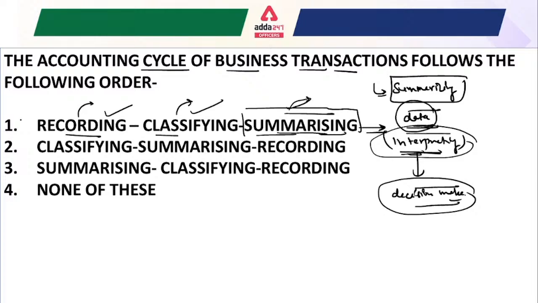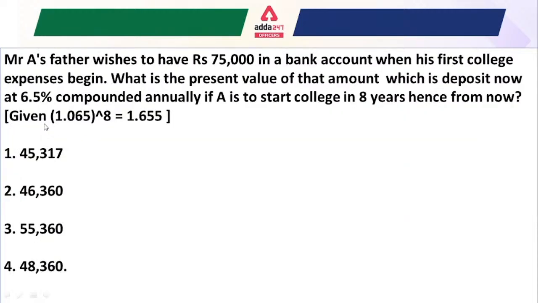Okay, so your answer will be the first: recording, classifying, and summarizing. The next question is related to Mr. A's father, who wishes to have 75,000 rupees in a bank account when his first college expenses begin. What is the present value of that amount, deposited now at 6.5% compounded annually, if A is to start college 8 years from now?